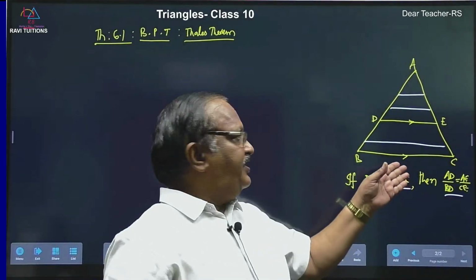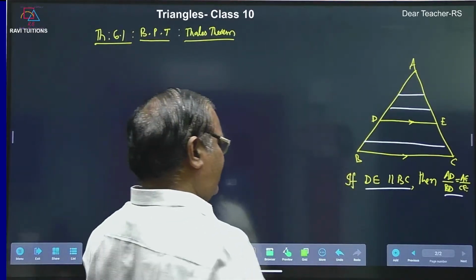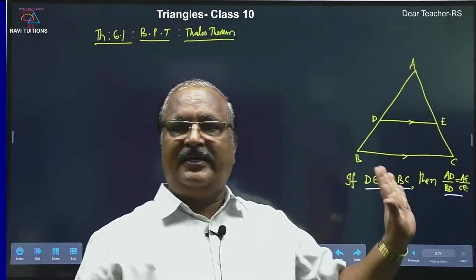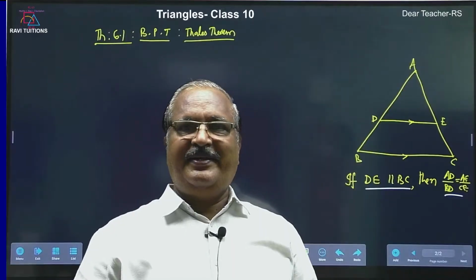So you can draw this line anywhere, right. So I have drawn at some place. So this is the theorem. Then how to prove this theorem? Proof is also very, very important.